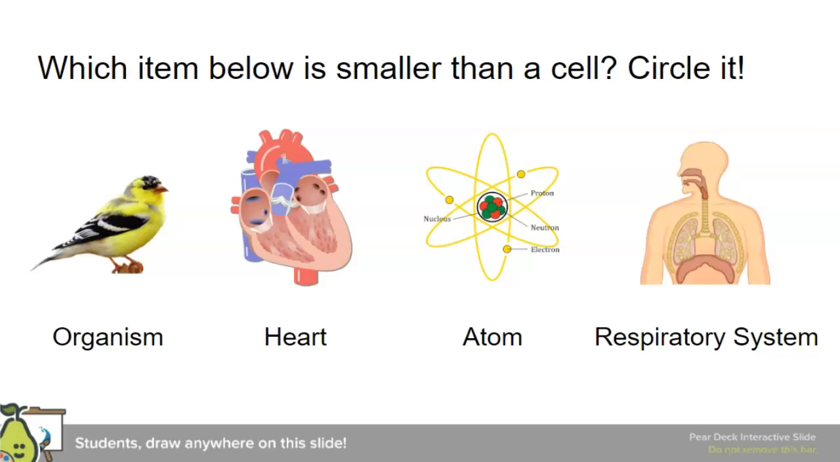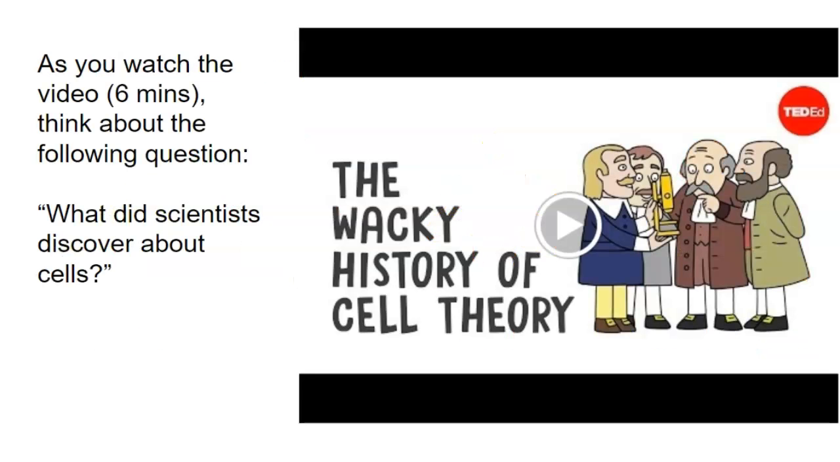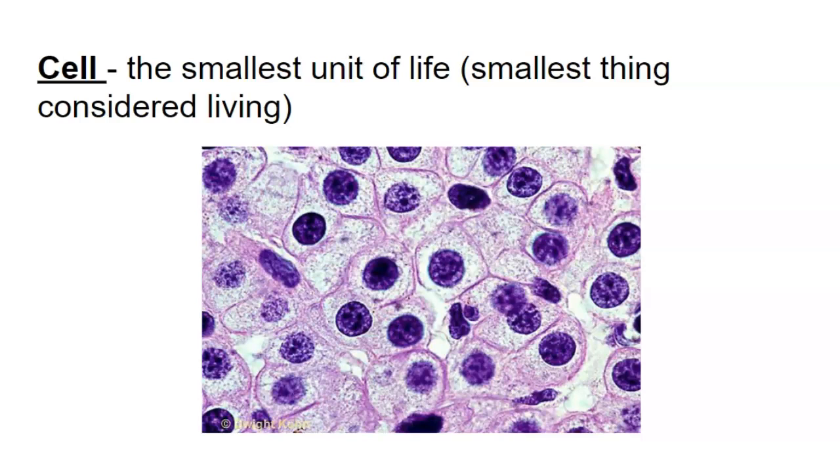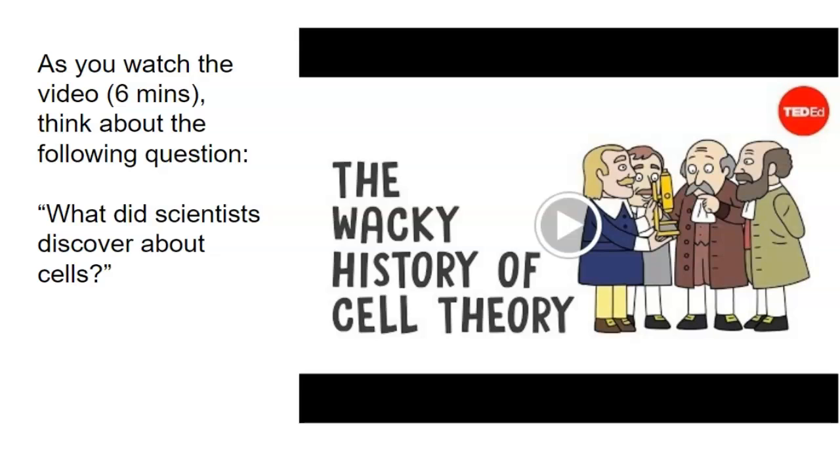So here's what happened. A bunch of scientists were looking under microscopes. This is back in the 1700s. They invented these microscopes, and they found that when they looked at stuff underneath a microscope, it looked like all these little tiny blobs, and so they called these cells. From this, they came up with a theory of cells. It's called the cell theory. It talks about what these cells are and where they come from.